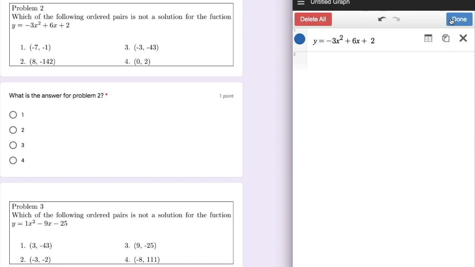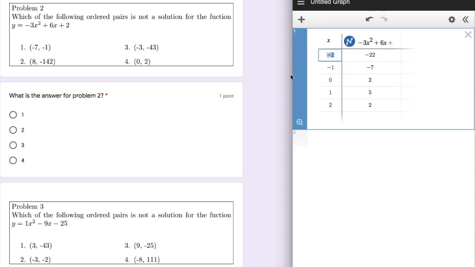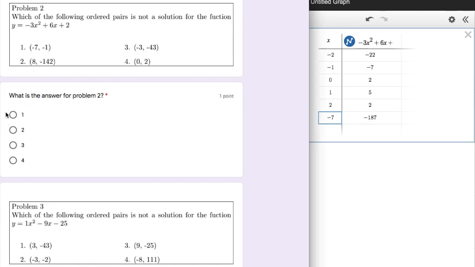So again, we're going to hit edit list, click convert to table, and we're going to look at it. So the first one is negative 7. So we're going to go down here to the next one. And when x is negative 7, y should be negative 1. However, it says when x is negative 7, y is actually negative 187. So that one's incorrect. So we're going to click number 1 as our incorrect answer for that one.